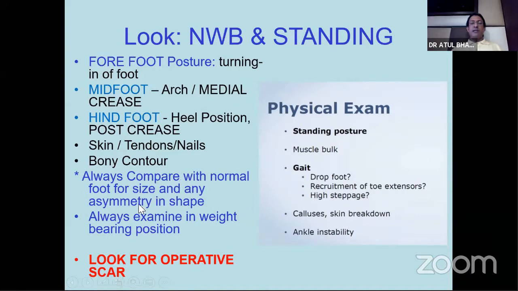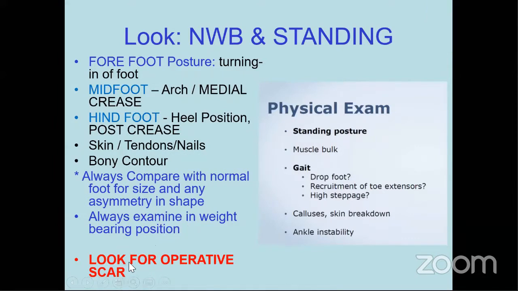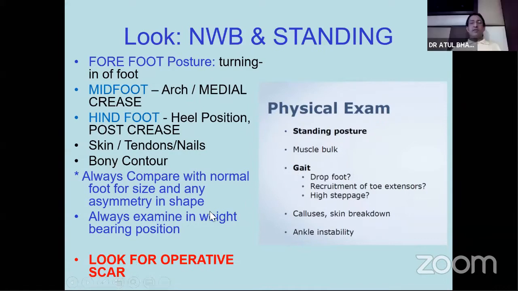So if there's one side deformity, look at the size and the asymmetry, because that will tell you whether the deformity is long standing, whether there's any muscle wasting. And then you make the child weight bear, and then again you look at the child. Also look for any operative scars. When you make this child weight bear, you can look at the muscle bulk, whether there's any atrophy. You can look at the gait.